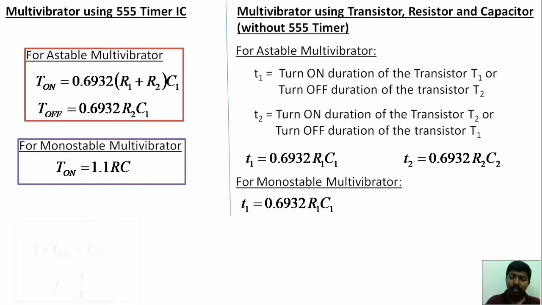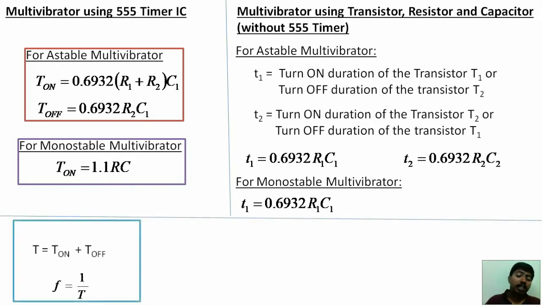Generally we know that the total time period T is equal to T on plus T off, and frequency is the inverse of the time period, F is equal to 1 by T. So here we may write T is equal to T1 plus T2, F is equal to 1 by T. Okay. Now use these formulas and try to solve these questions.